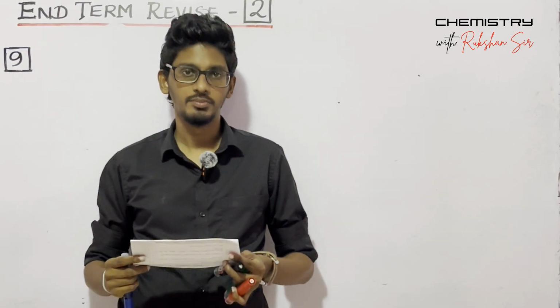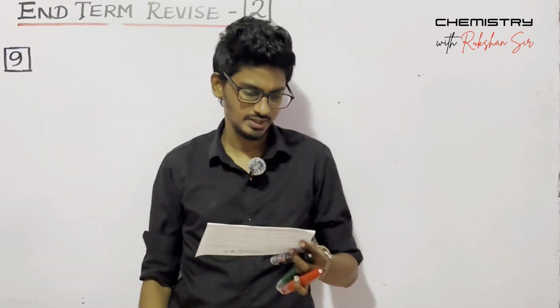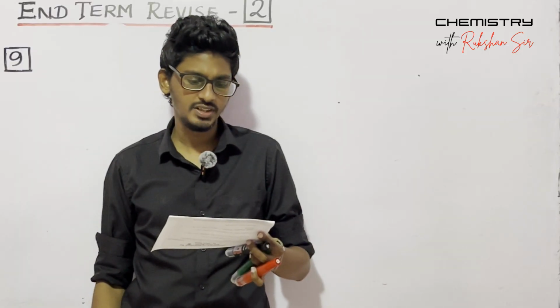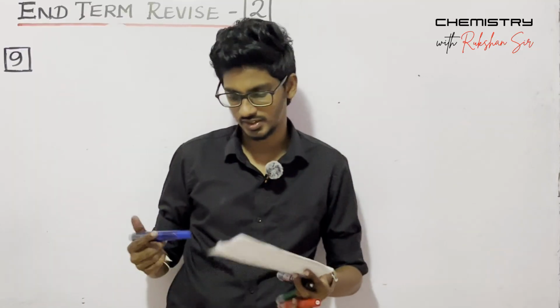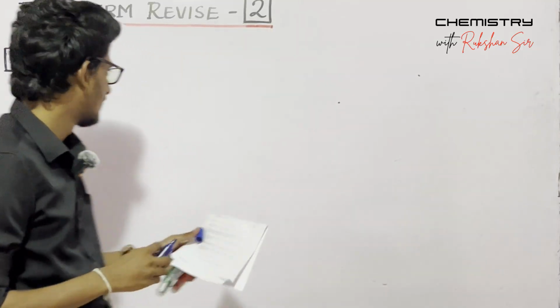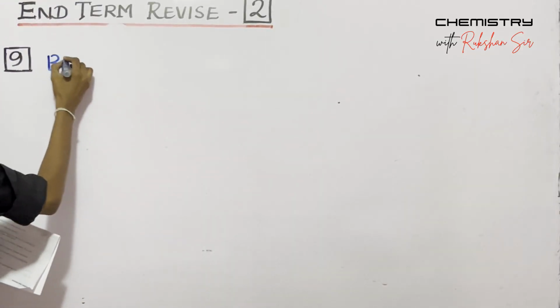Let's discuss statement number 9. See what it says: the boiling point of HF is greater than that of HCl. So we are comparing the boiling points of covalent compounds.